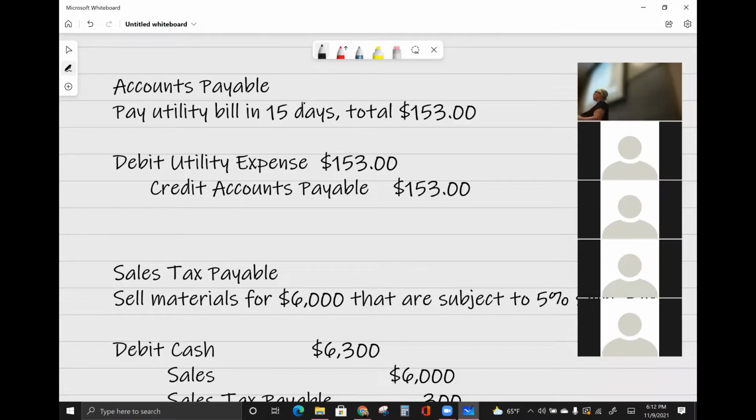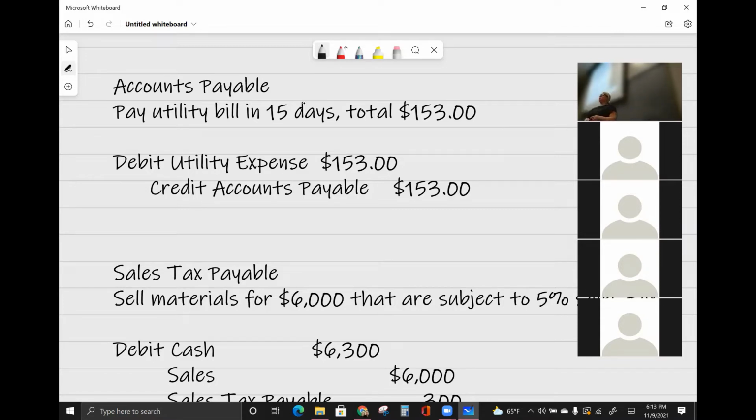We have a utility bill that comes in. We're going to take that bill, enter it into the computer software and set it up that we owe $153 for a utility bill, and it's due within 15 days. For class purposes, we have to record everything because we don't have software doing it for us, right? So I have to do the journal entry that the software is going to do automatically for you. I have to record that on my books. So how do I do that?